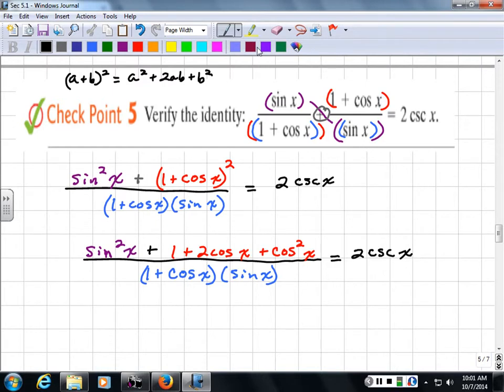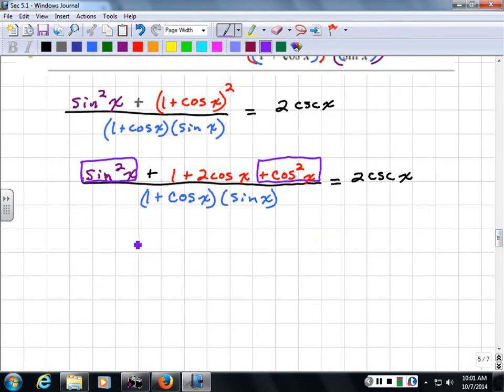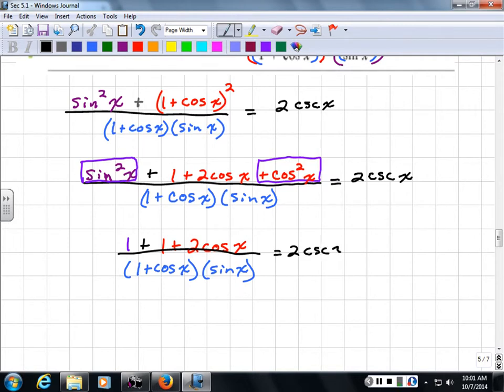Excellent. I notice that I've got a sine squared x here and a positive cosine squared x here. And if I add those together using one of my Pythagorean identities, that's equal to 1. So I'm going to have 1 plus, and I still have the 1 plus 2 cosine x here. And that's still over 1 plus cosine of x times the sine of x. And we're still saying that it's equal to 2 cosecant x.